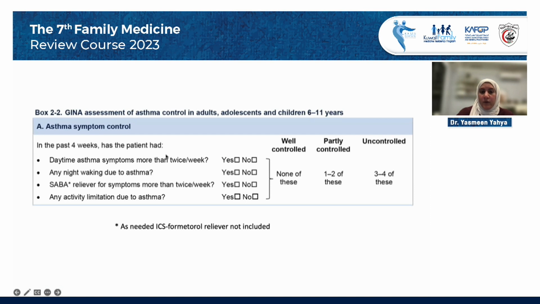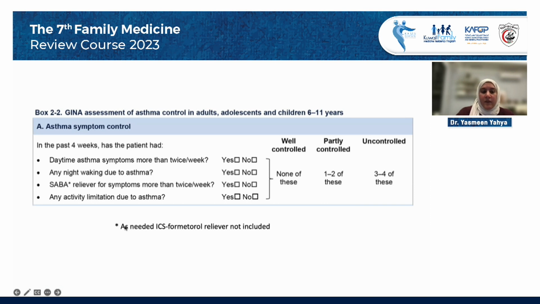And we know that according to GINA, a well-controlled patient should have, in the past 4 weeks, daytime symptoms not more than twice per week, and should have 0 night waking due to asthma. So he shouldn't have any night symptoms, and he shouldn't have used the SABA reliever more than twice a week.